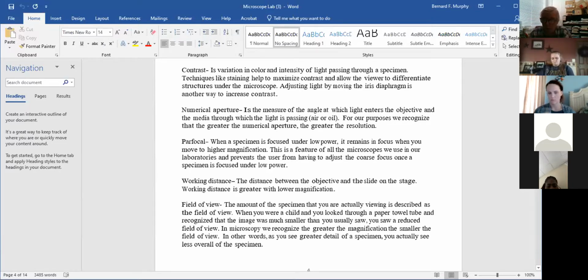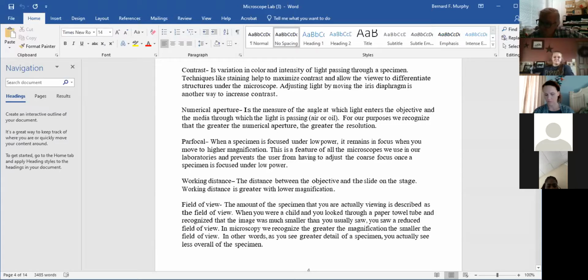So if you leave your subject over to the side of the field of view under low power and you switch to high power, you're probably going to miss it. And if you miss it, you lose it under high power, you will pretty much never find it. You can't find things under high power. It's almost impossible. Even really accomplished microscopists can't find stuff under high power.